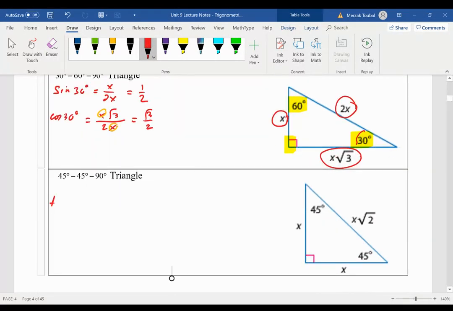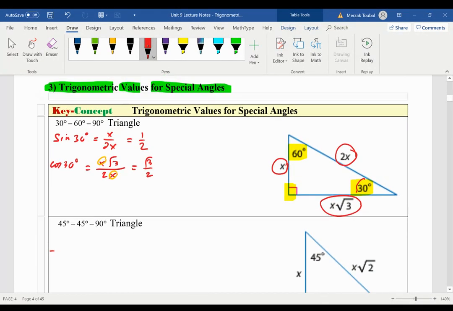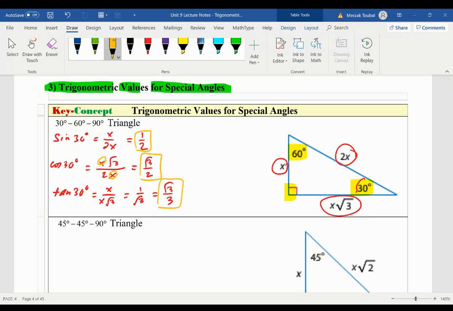And then the third one is tangent. So we do tangent of 30 degrees. Tangent is the opposite over the adjacent, which will be x over x root 3, which is 1 over root 3. And then if we rationalize, it's going to be root 3 over 3. So: 1/2, root 3 over 2, root 3 over 3.